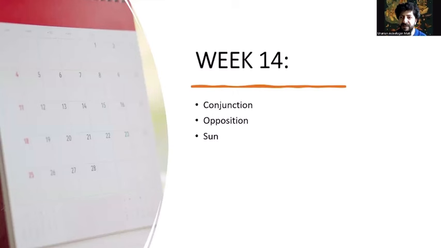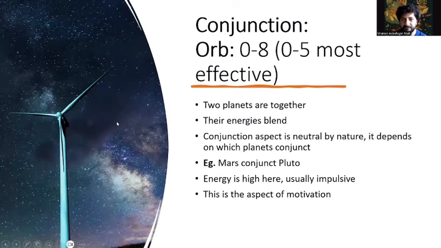So five major aspects. And the following weeks, we will see Mercury, Venus, Mars, Pluto, Saturn, and so on. And when we look at the planets, we will also check their aspects. Okay, so this will be fun to teach. First, let's start with the conjunction.